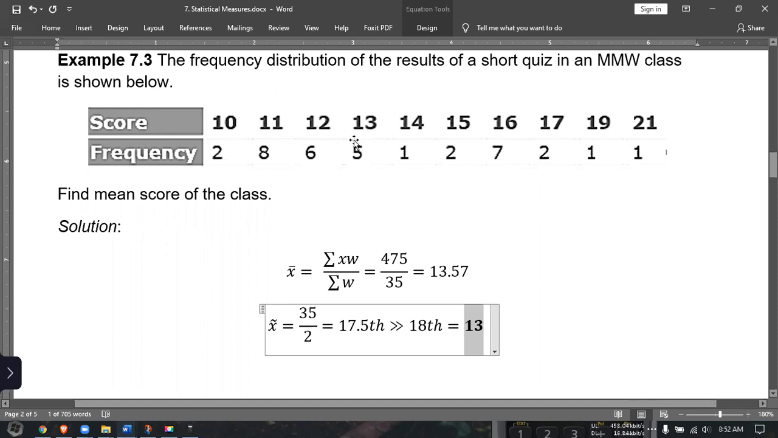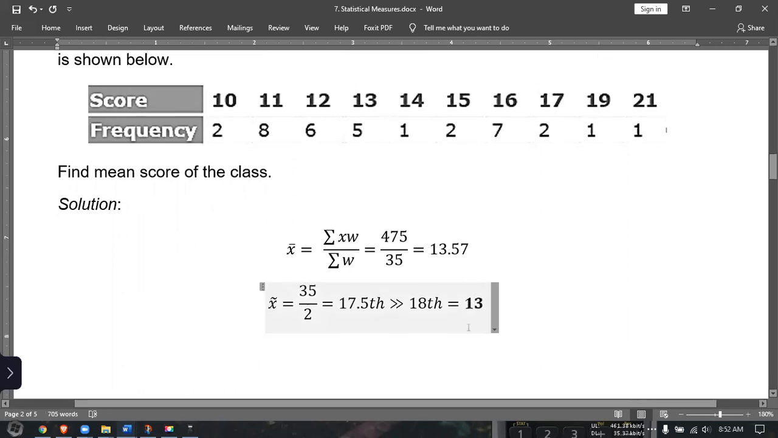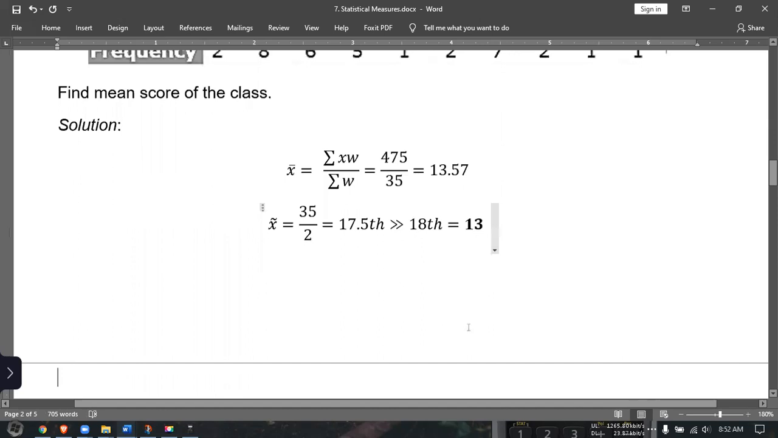Okay? So, sir, the 18th student is here, I get it now. The 18th student's score. That's it. So, those are the two cases. We don't have a problem with the median.